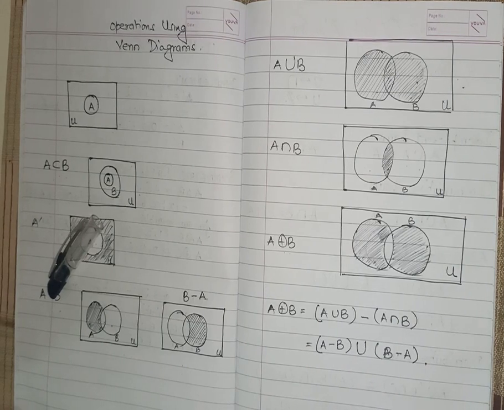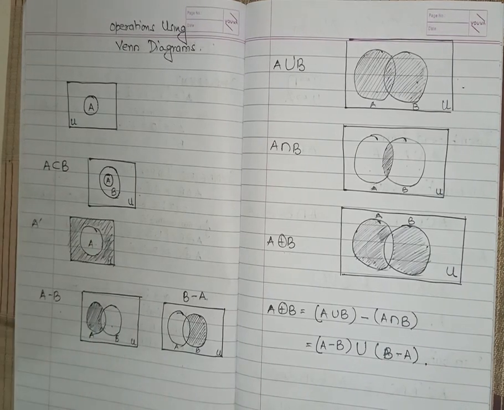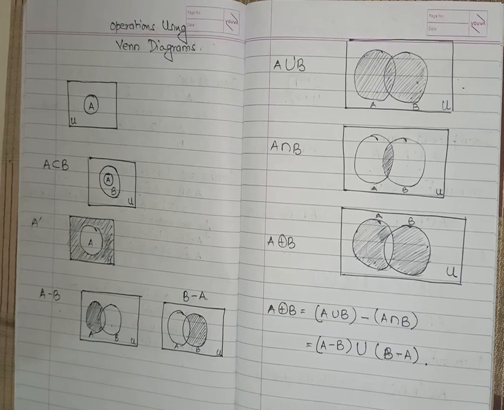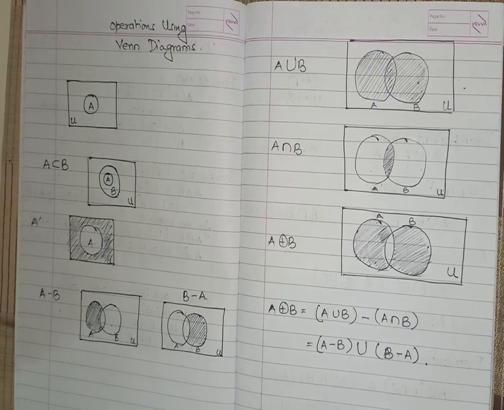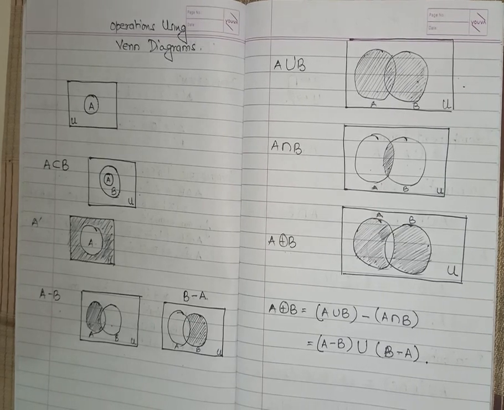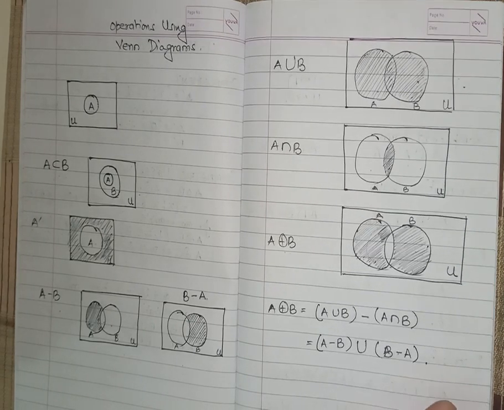So these are the operations on the sets. We have seen how the operations on the sets can be defined mathematically, and we have seen how the operations on the sets can be represented using Venn diagrams. Now all these operations on the sets, they are governed by certain laws, right? Now let's see these laws.